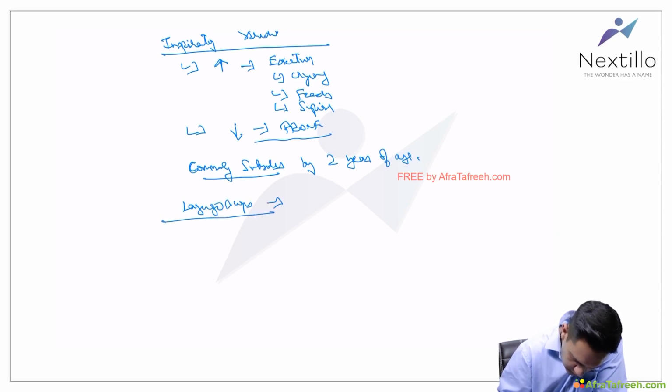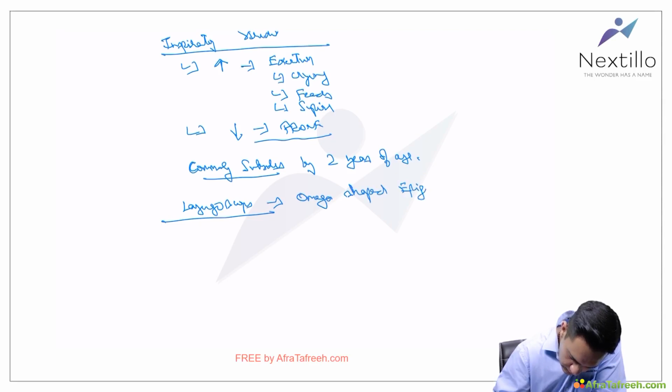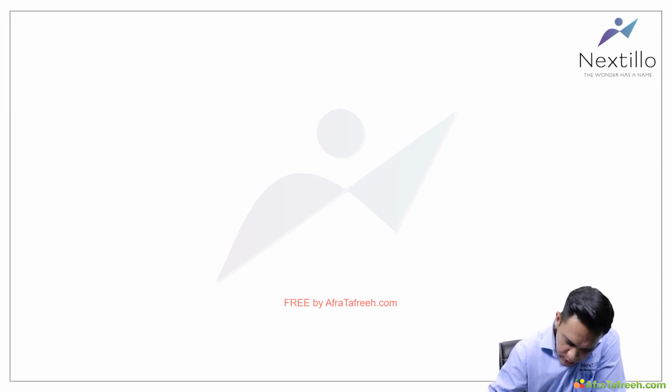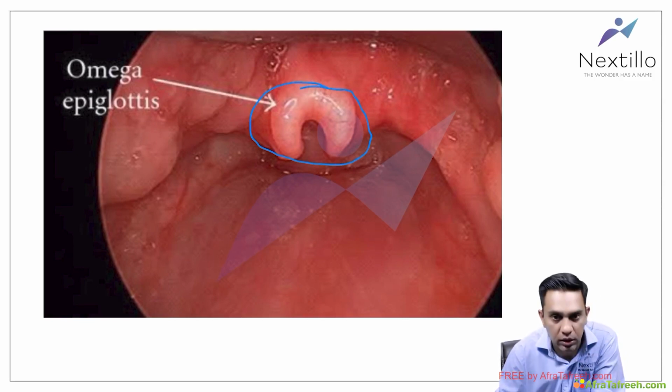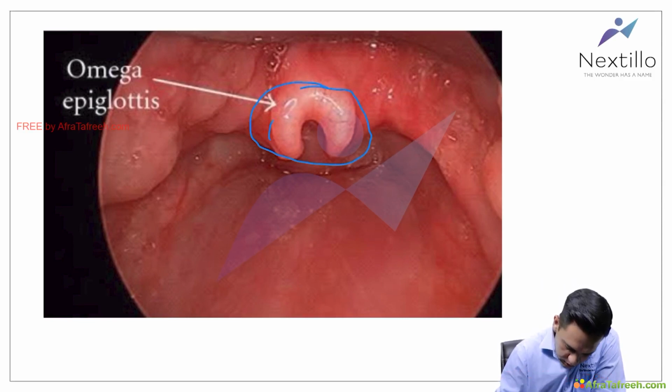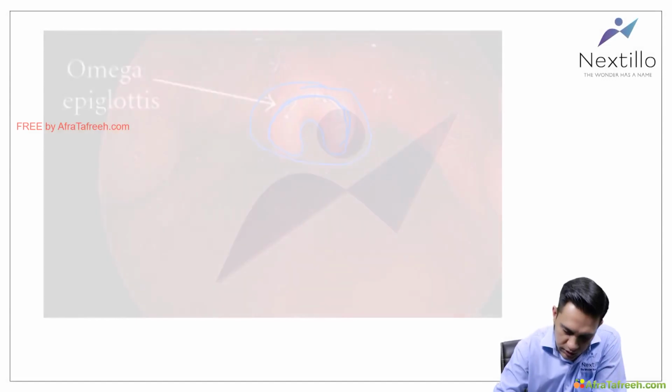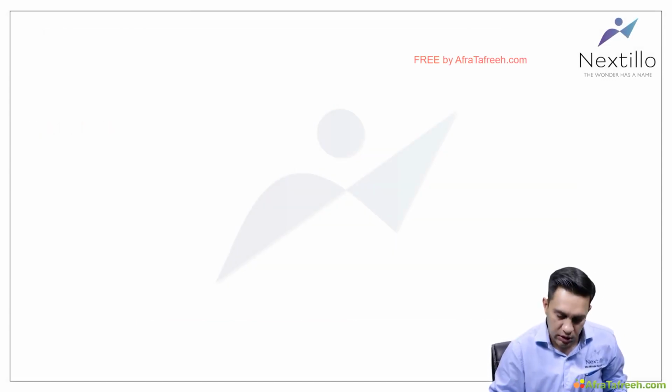In laryngoscopy, we see an omega shaped epiglottis. If we see an image of an omega shaped epiglottis, how does it look? This is an omega shaped epiglottis, typical in laryngomalacia. So this was about laryngomalacia. It is the most common cause of respiratory stridor in children.